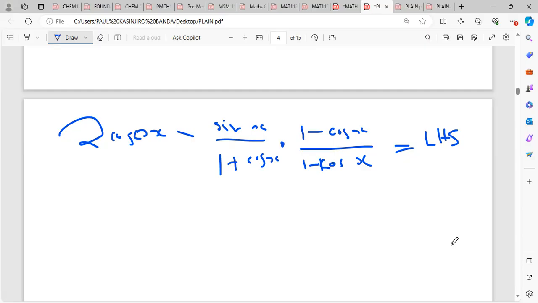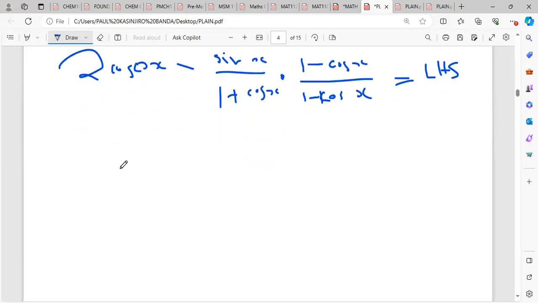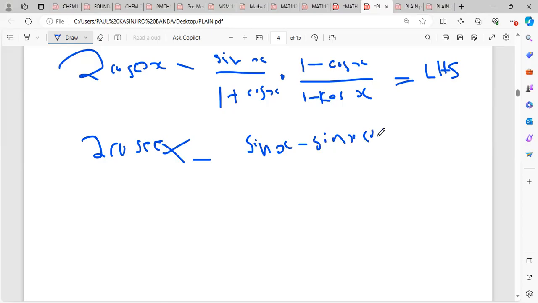Okay, so make sure you solve as many identities as possible, so that if they repeat one of those, you can simply solve it. Okay, so from there, what do I have? It means I have my 2 cosec x there, minus, then on top there, I'm multiplying this sine x by 1 minus cos x. So what do I have on top? I have a sine x minus sine x cos x there.